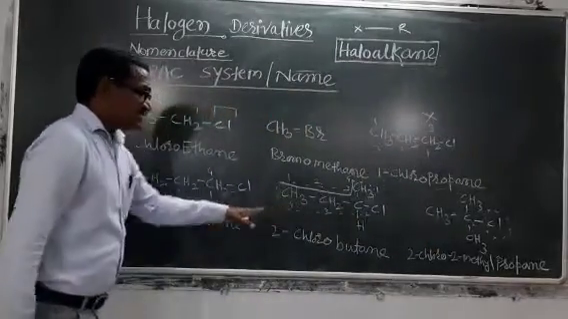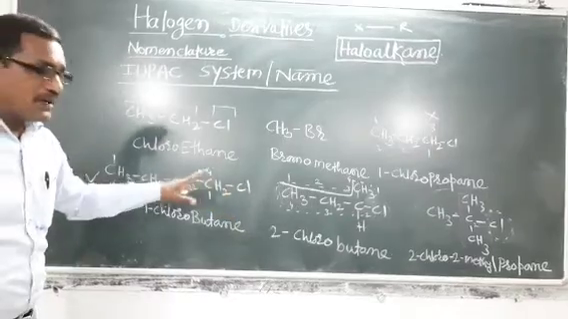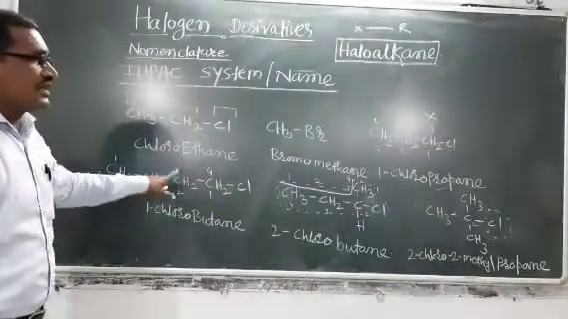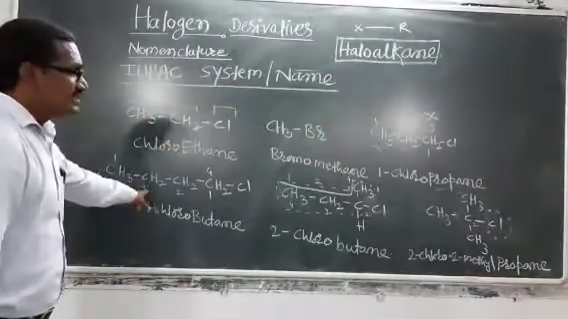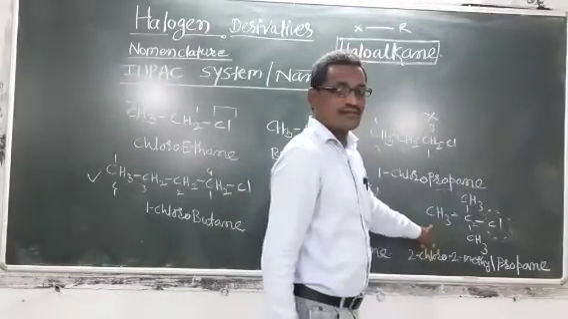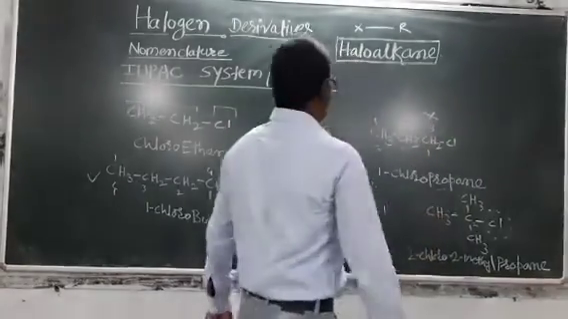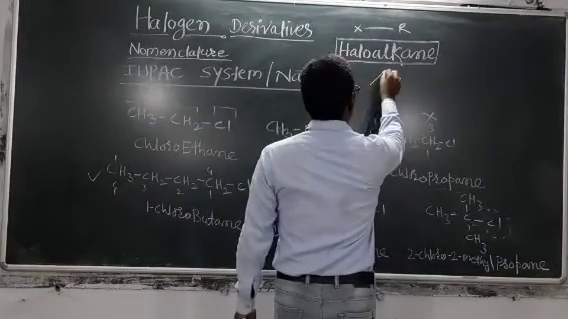All these 3 examples contain 4 carbon atoms. But the structure of carbon atoms is different in all these 3 examples. Here is straight chain, here is branched chain, here is also branched chain. Now we will see another example. Look toward the board.